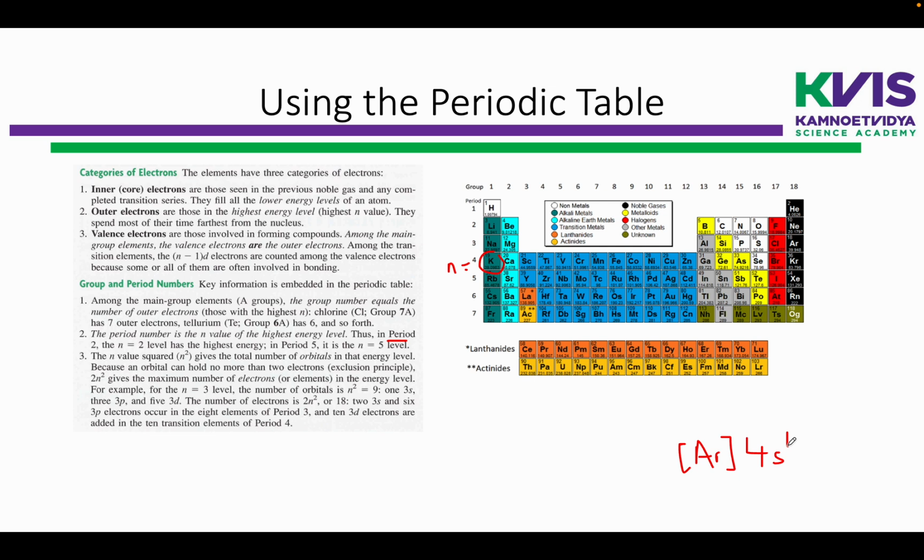So that's a convenient way of utilizing the periodic table, right? The period number will tell you the principal quantum number. You can utilize the atomic number to get the number of total electrons. You can actually abbreviate the electron configuration by writing it this way.